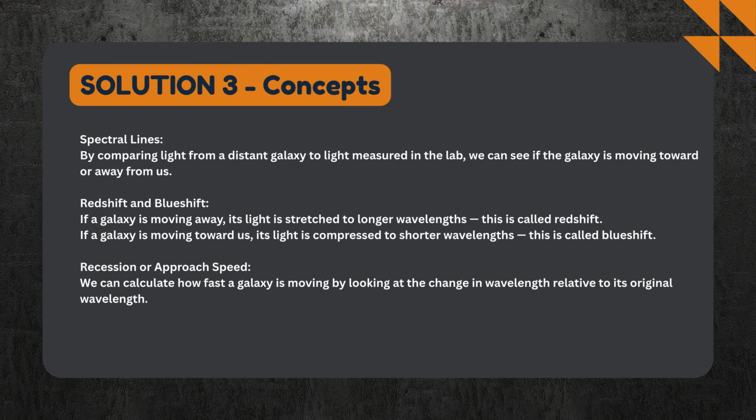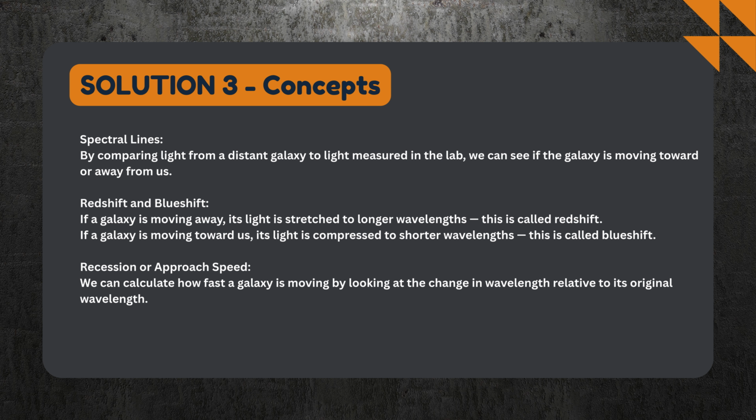The key concepts for this problem are spectral lines. Every element emits light at certain specific wavelengths, like its own fingerprint. By comparing light from a distant galaxy to light measured in the lab, we can see if the galaxy is moving toward or away from us.